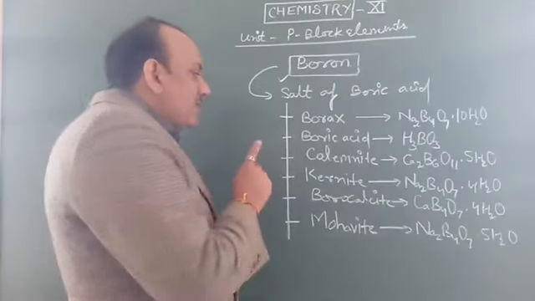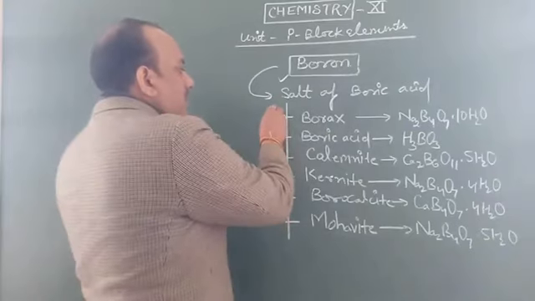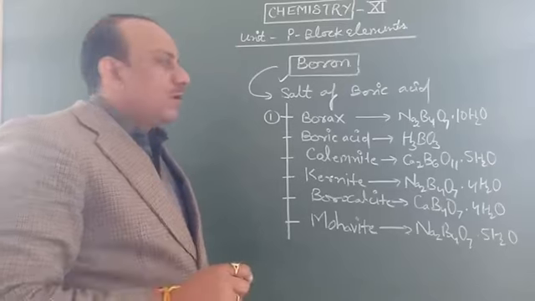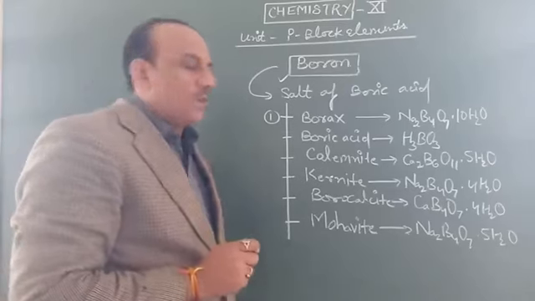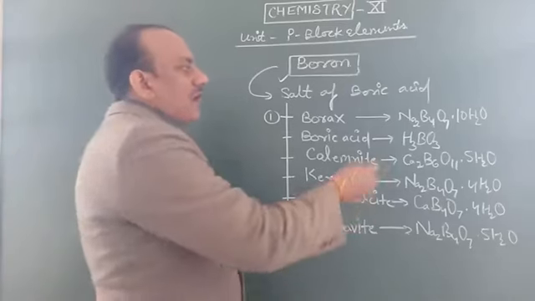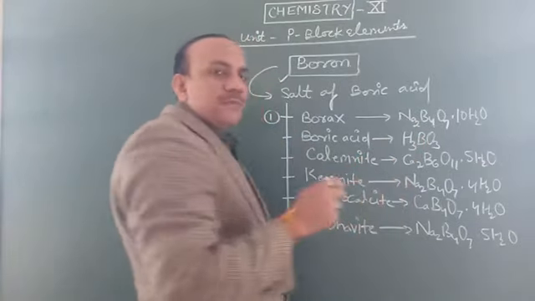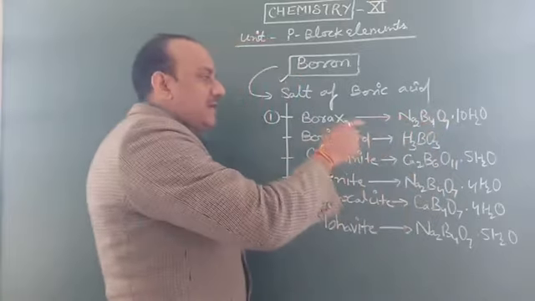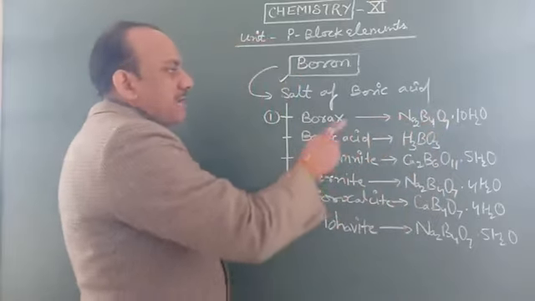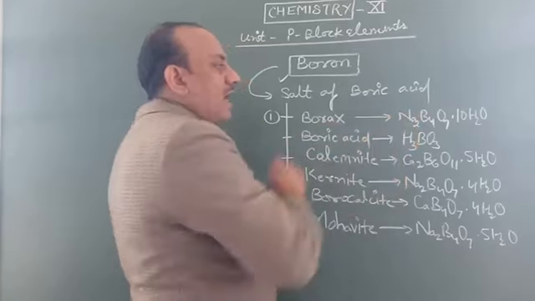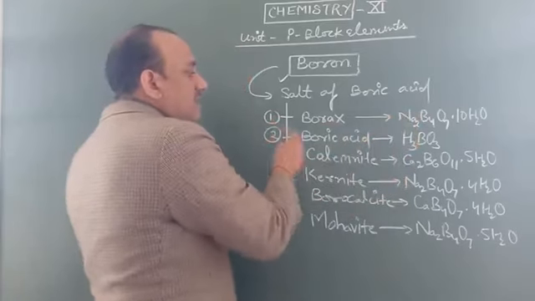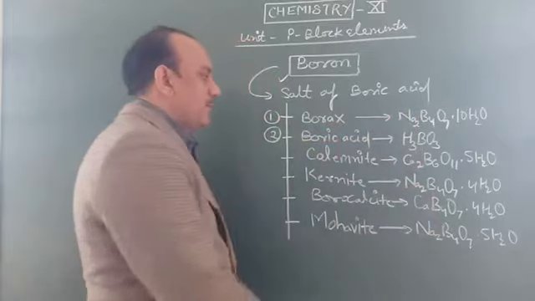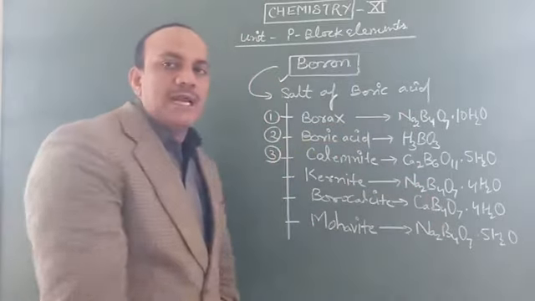Students, boron is found in the following forms. First one is known as borax. Also it is known as Suhaga in industrial knowledge. Its molecular formula is Na2B4O7·10H2O. Decahydrate is available. Its chemical name is sodium tetraborate decahydrate. Now second one is boric acid. Its formula is H3BO3. And third one is colemanite.